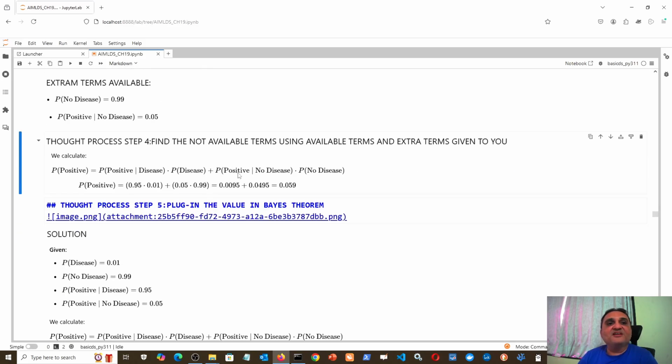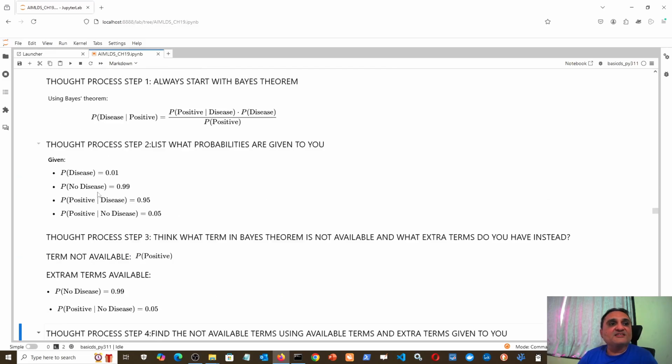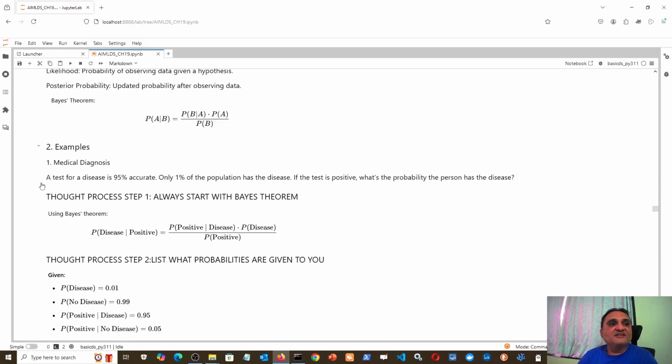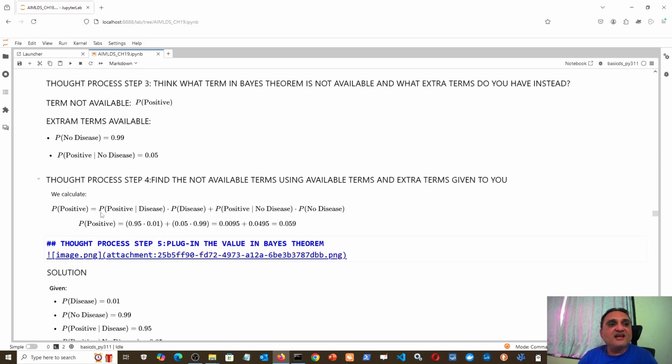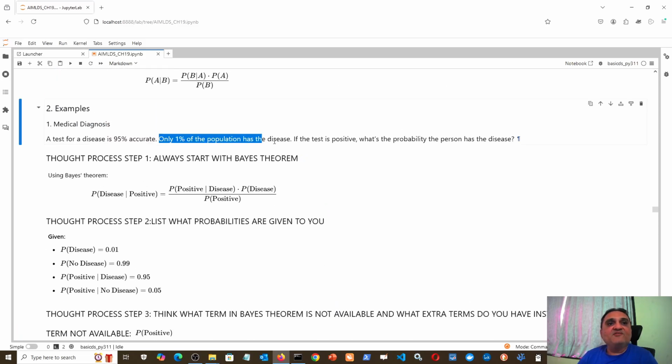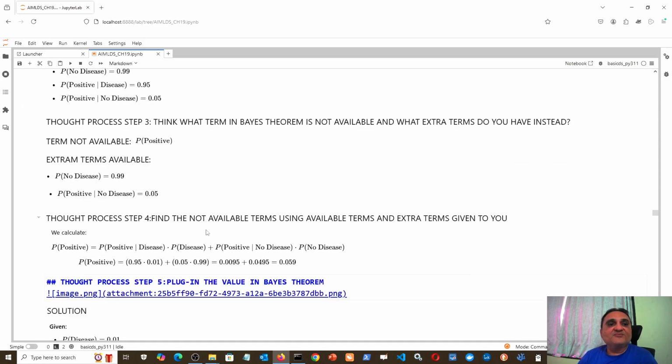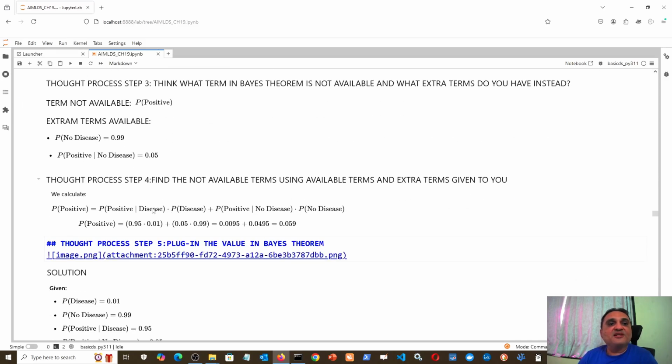So 5% of the time it gives that false positive. Okay, so then this term gives this. First sentence, I'm spending so much time because this should become very clear. First sentence gives me this left side term: P positive given disease and P positive given no disease. And this sentence, only 1% of the population has the disease, gives me this absolute probability of having the disease, 0.01, 1%, and absolute probability of not having the disease, that is 0.99.